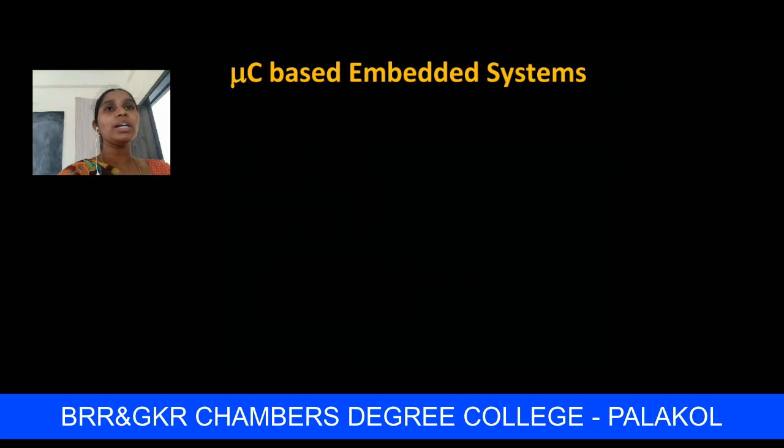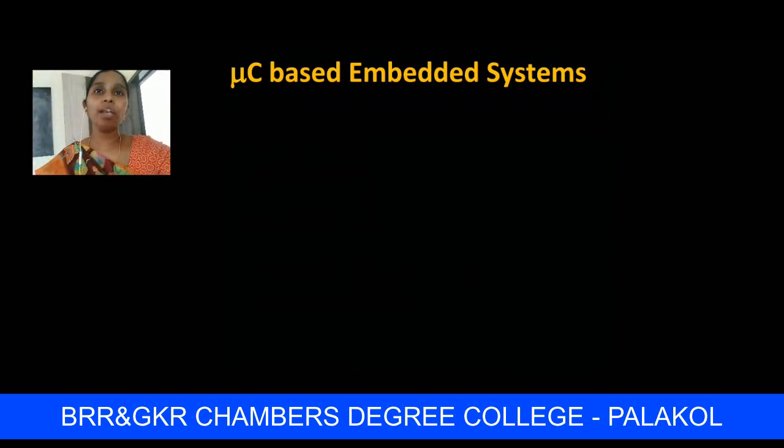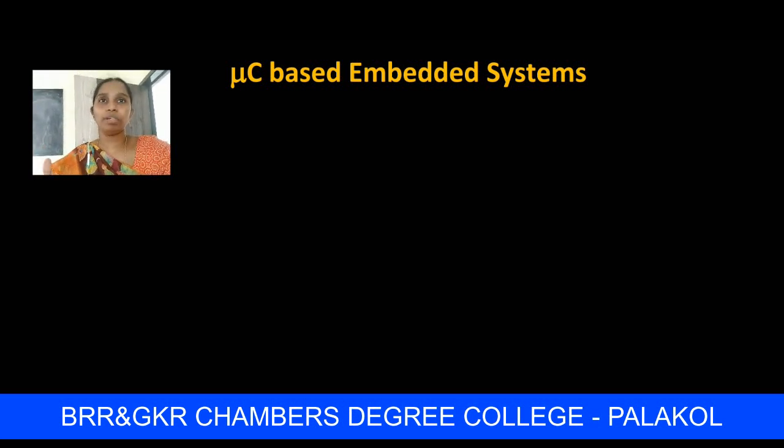Next, coming to microcontroller based embedded systems. I have already told you what is meant by an embedded system. An embedded system has both software as well as hardware. That means the combination of software and hardware is called an embedded system. An embedded system is implemented by using microcontrollers. Whenever microcontroller technology improves, only then does embedded systems technology come into the picture.